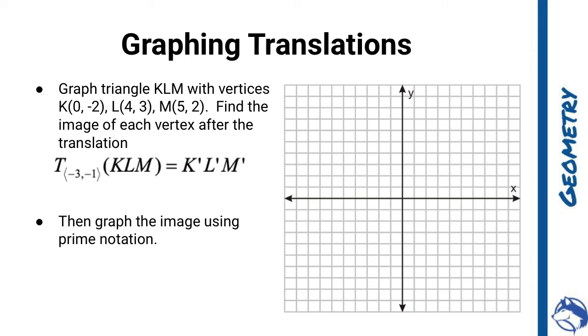So here's an example of graphing a translation. It says graph the triangle with these vertices. So 0, negative 2 is my K. L is 4, 3, so 1, 2, 3, 4, 1, 2, 3, and M is 5, 2. So to connect those pieces, it's going to look like this, KLM. So I need to find the image after I translate it here, and this means to the left 3, down just 1.